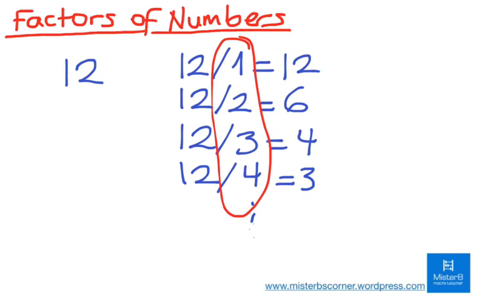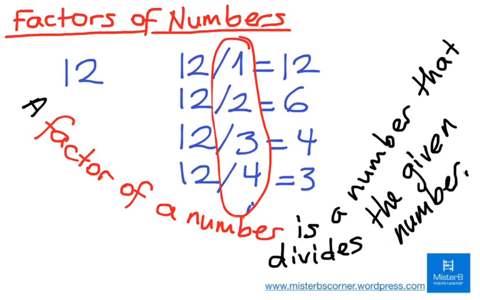So if I want to define factors, I'm going to write like this. A factor of a number is a number that divides the given number. Meaning, for 12, for example, the factors of 12 are 1, 2, 3, 4, and so on. Of course, we have to write all the factors, which will be the case in the next example.